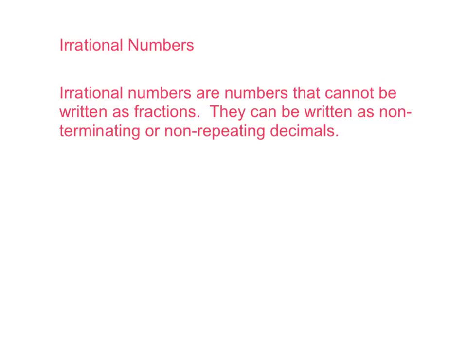Irrational numbers are numbers that cannot be written as fractions. They can be written as non-terminating or non-repeating decimals. So decimals that go on forever. And our biggest example of this is pi. Now don't get confused because pi is usually estimated at 3.14, but we remember that's just an estimate. The actual value of pi goes on forever. So it is an irrational number.